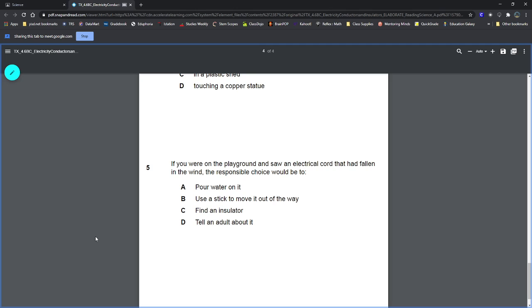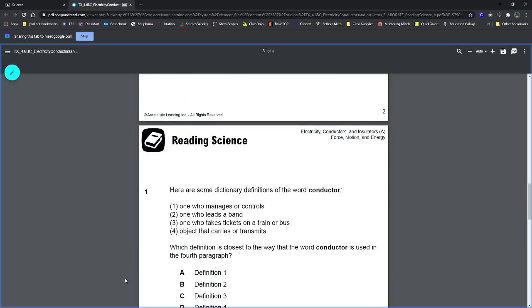Question 5. If you were on the playground and saw an electrical cord that had fallen in the wind, the responsible choice would be to blank. A, pour water on it. B, use a stick to move it out of the way. C, find an insulator. Or D, tell an adult about it. So those are our questions. Let's go ahead and read our story now and start looking for those answers.